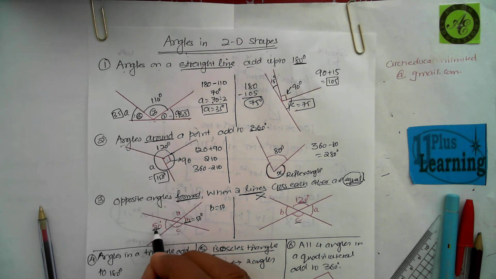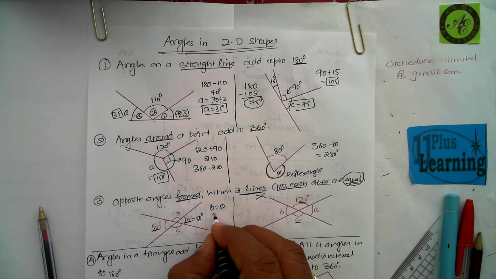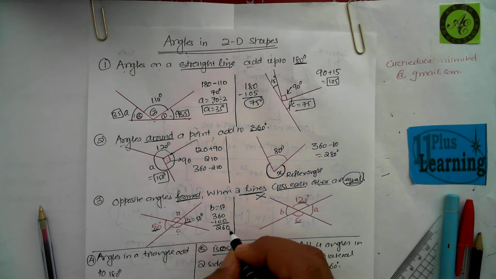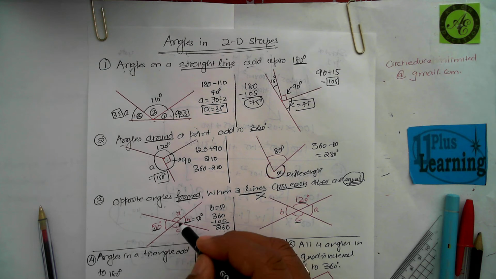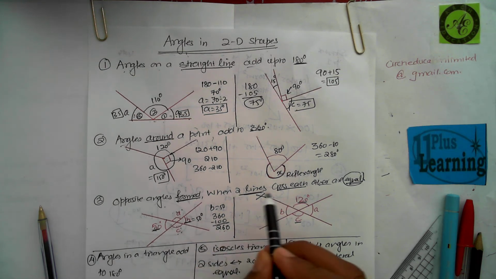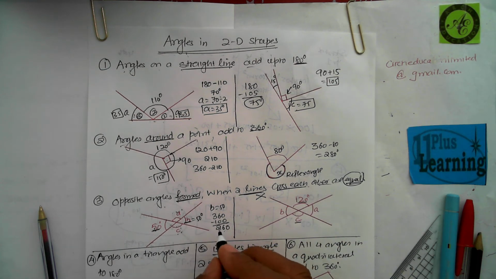I add these two, that gives me 100. So take that away from 360, that gives me 260. So 260 should be the total of these 2 angles, and since both of them are equal because they are also opposite, we divide them by 2.